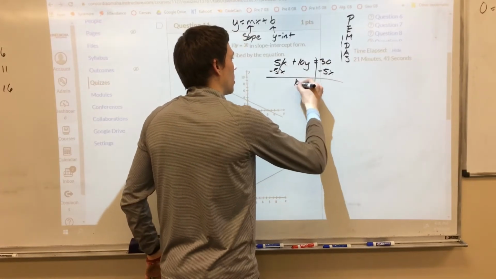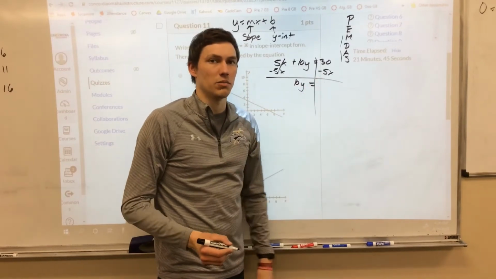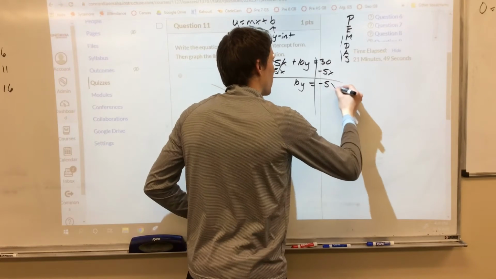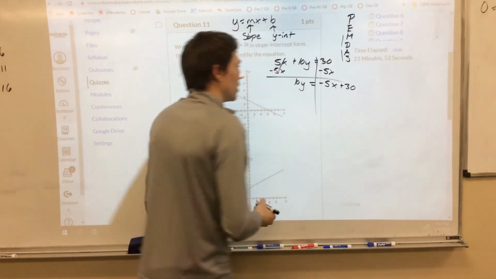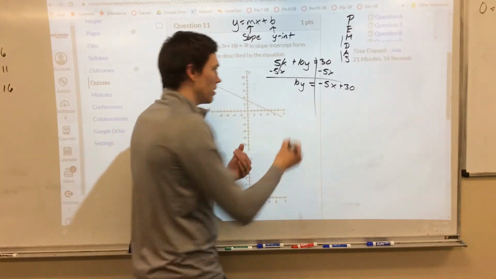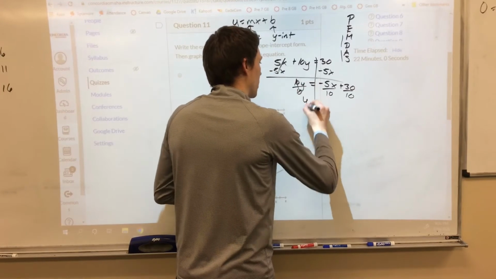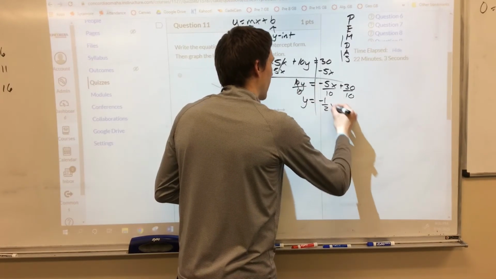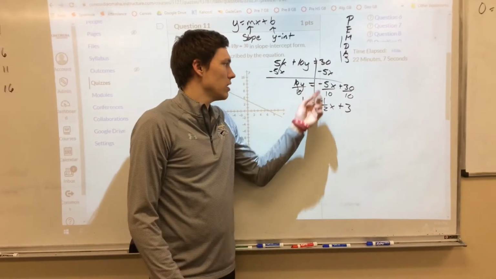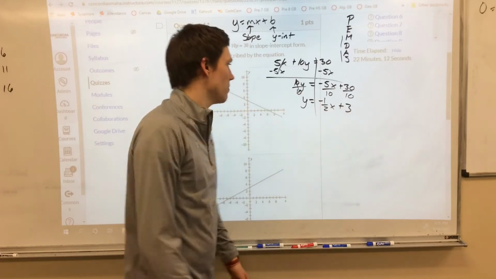That's gone. I'm left with 10y equals, now 30 and -5x, are those like terms? Nope. So I leave it as -5x plus 30. Now, y is being multiplied by 10, the opposite of multiplying by 10 is dividing by 10. And I do that to everything. So I get y equals negative 1/2 x plus 3. Because negative 5 divided by 10 is negative 1/2. 30 divided by 10 is positive 3.